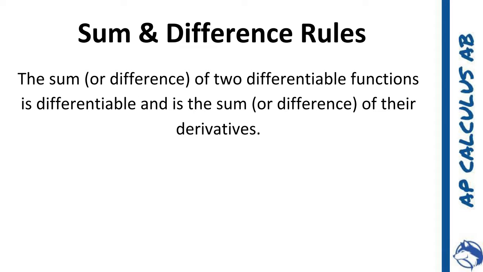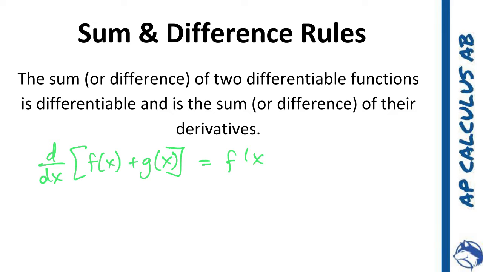Alright, so now we're going to talk about the sum and difference rules. So the sum rule is if I had two functions that were added together, so I want to know if I took the derivative of some f of x plus g of x, what would happen? Well, in these scenarios, what we're going to end up getting is just f prime of x plus g prime of x. This is called the sum rule.